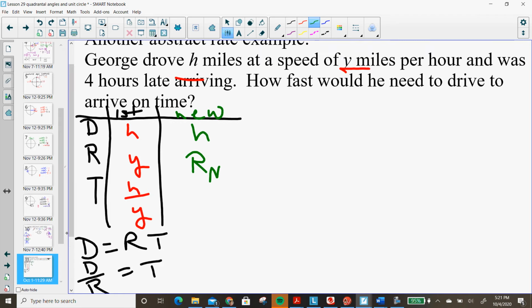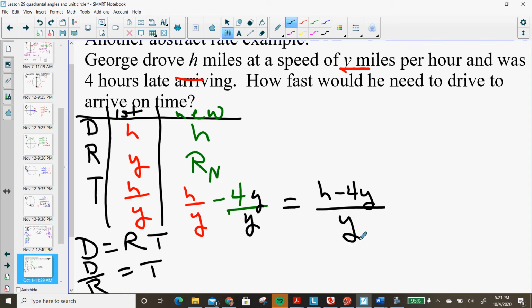And I need to get there faster. I took 4 hours too many the first time around. So this time, I need to take the time that I had before, that h over y, but I need to subtract 4 from it. Now, a trick to these is make sure you get a common denominator before you go any further. So let's multiply by y over y so that this new time is really h minus 4y all over y.